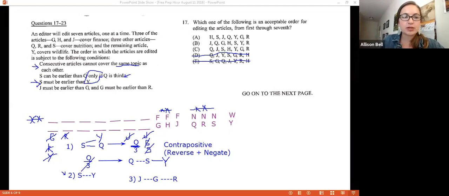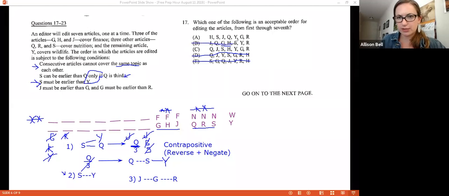So now I'm going to go back and deal with these 2 rules. I'll start with the consecutive articles rule. That means G, H, and J can't be next to each other, and also Q, R, and S can't be next to each other. I might just tackle that in chunks because that's a lot for me to hold in my brain at one time. So I'm going to check G, H, J. Here I have H, J, G. They're all pretty separate. J, G, H. Ooh, here G and H are right next to each other. So that gives me a clear reason to eliminate B.